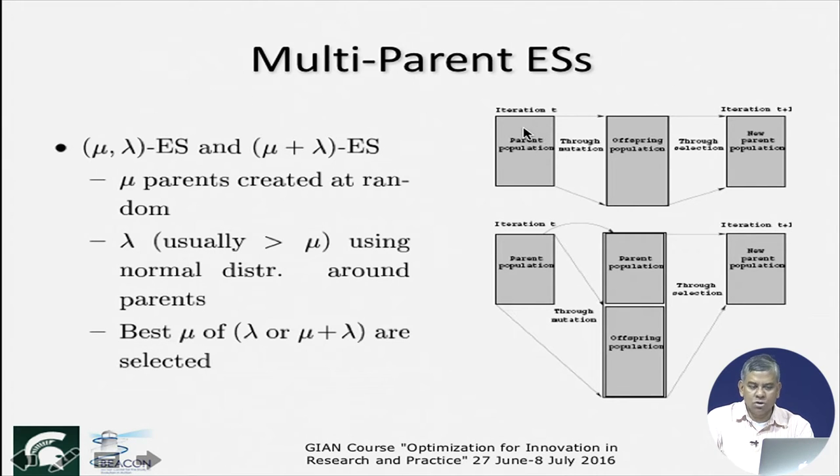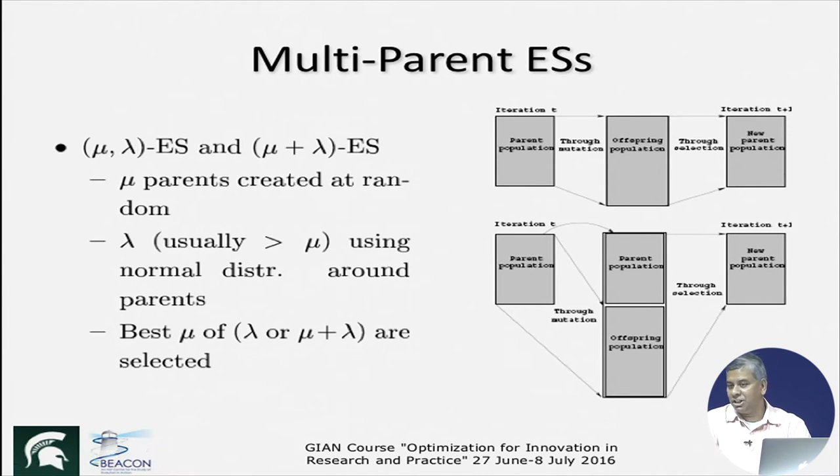Here, no selection. You're over here, you mean? Yeah, no, this is just enumerative. So let's say here you have 10, and here you've got 50 you've created. So take the top 10. You sort them according to fitness, and the top 10 you take and call it the new parent.